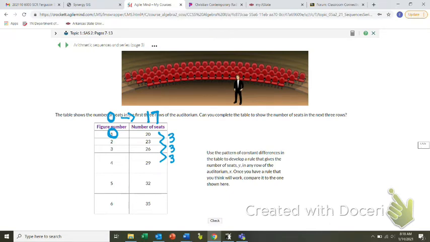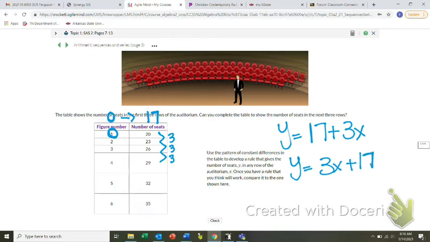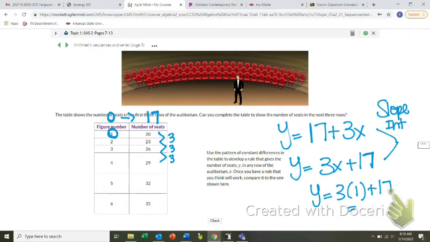So another example you could write this would be y equals 17 plus 3x, or y equals 3x plus 17, okay? These two are in slope-intercept form. Okay? Now, same thing. If you plugged in a 1 for that x, we should get out 20. So y equals 3 times 1 plus 17. Well, 3 times 1 is 3. 3 plus 17 is 20. So that one also works. Okay?